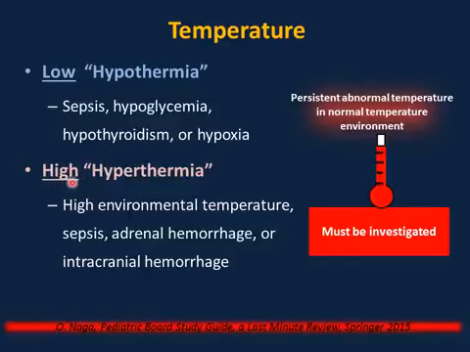If the baby is having fever or hyperthermia, check the environment for the possibility of overheating. If the baby is overwrapped, then remeasure the temperature again. If the baby continues to have fever, this is serious and also has to be investigated. Possibilities are sepsis, adrenal hemorrhage, or intracranial hemorrhage. Very important to know that sepsis is commonly associated with hypothermia or temperature instability in the neonatal period rather than fever. Fever is more common in older infants.